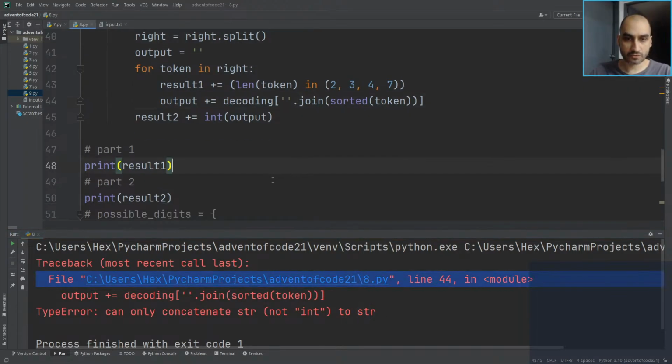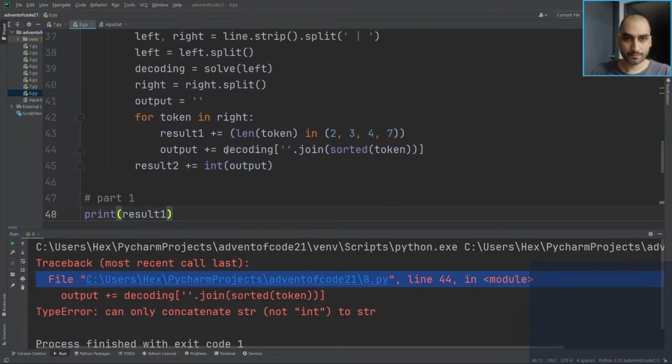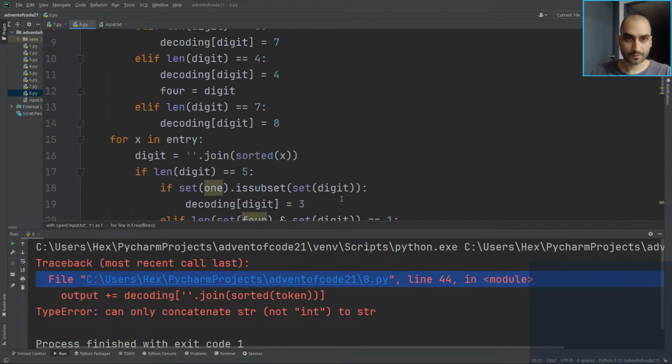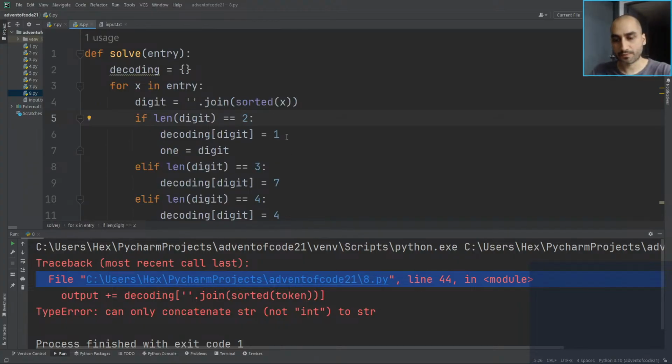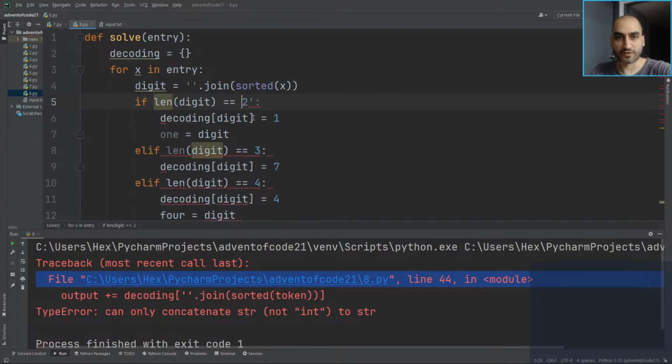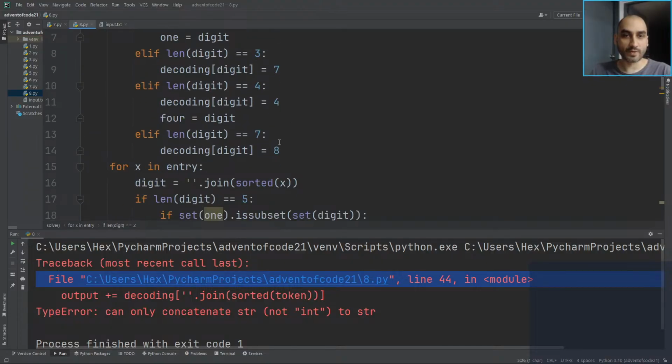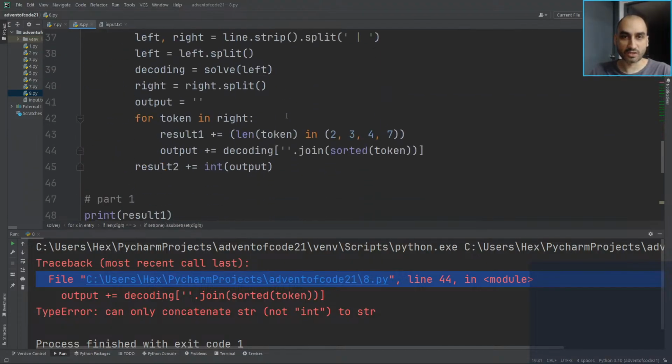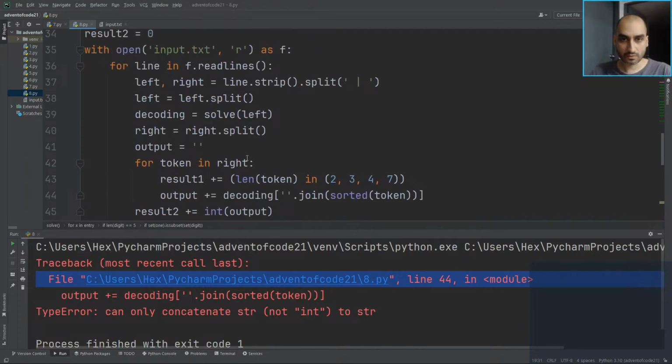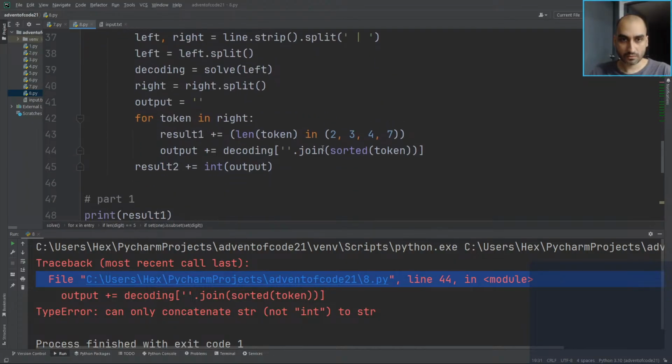It only concatenates strings, not into a string. That's a string. These need to be strings. Or do we prefer them as digits? I don't know. They have numerical meanings. We'll return it as a digit, but here we'll have to just cast it to a string.